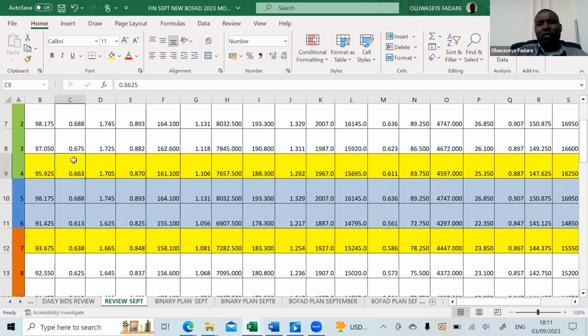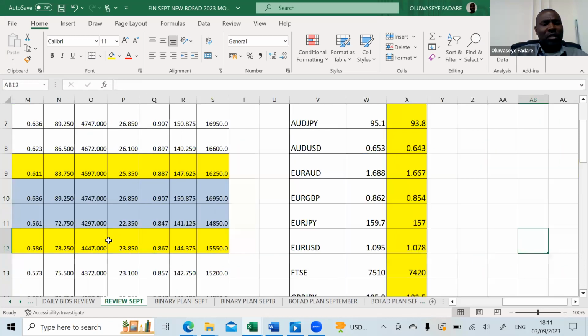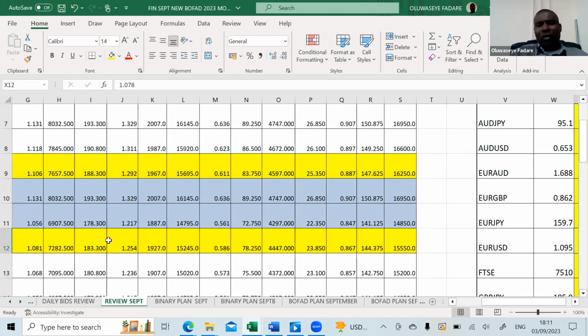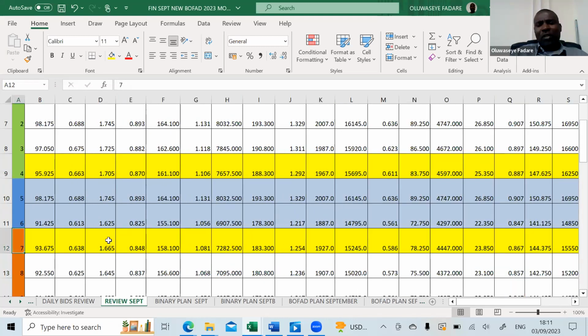The next one, 1.688667. Can you see it has not reached? It remains 0.2, and it is 0.665. So it has not reached. The next one is 0.854, 0.862. It has not reached. The next one is 159.7 and 157. So as you can see, it has reached here.